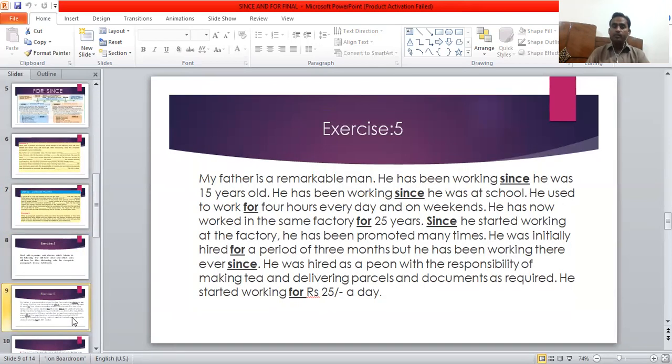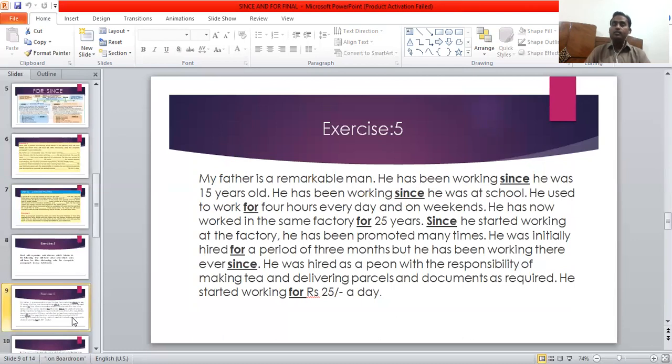Exercise number 5 answers are: my father is a remarkable man. He has been working since he was 15 years old. Since he was 15 years old. We know that when he was 15 years old, so we are using since. We don't know the ending time period, when he will stop working or whether he is still working. So that's the reason we are using since.